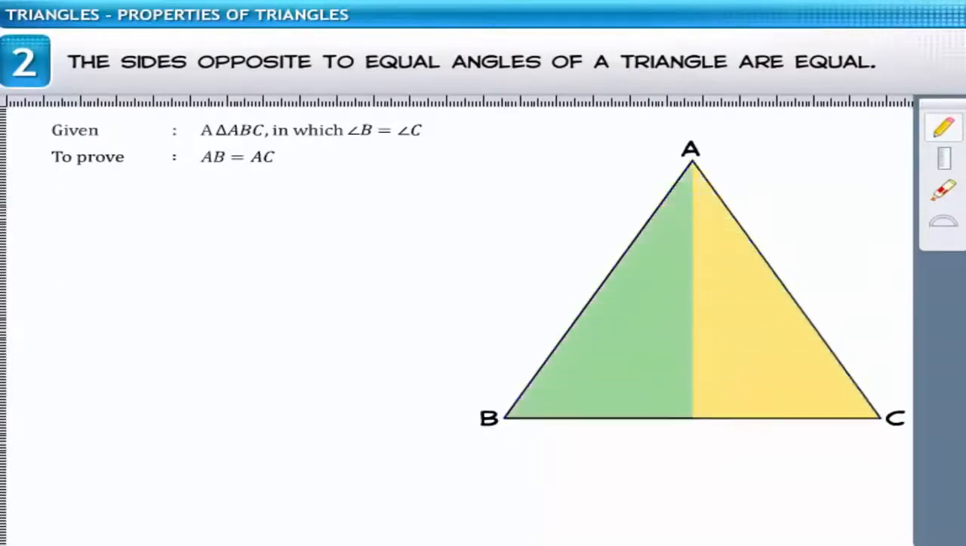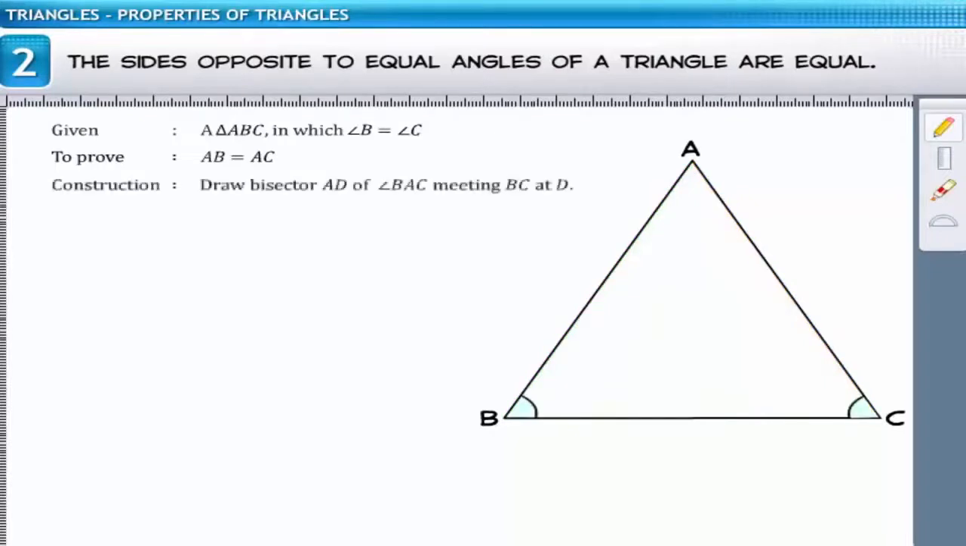Like we did in the previous proof, here too, we'll draw a bisector from the vertex to the base. This divides the triangle into two triangles. After that, using the criteria of congruence, we'll prove that the resulting two triangles are congruent. Then using CPCT, which implies that corresponding sides are equal, we'll prove the converse theorem.